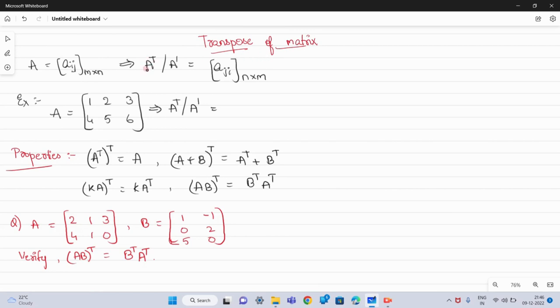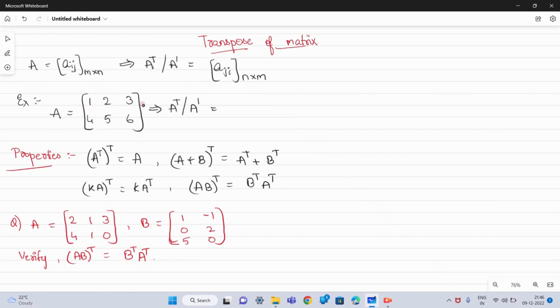It is denoted either by A transpose or A conjugate, which means small a_ji. And here the orders will get reversed. Now the column number will become the row number and the row number becomes the column number. For better understanding, let's take an example.